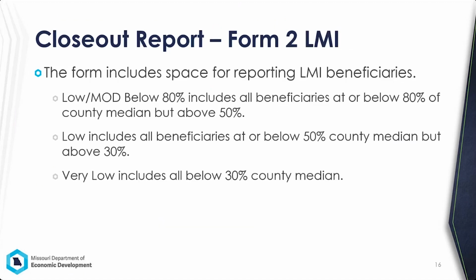The form includes space for reporting LMI beneficiaries. This is low mod, below 80%, and includes all beneficiaries at or below 80%. Low includes all beneficiaries at or below 50% of the county median, and very low includes all below 30% of county median.